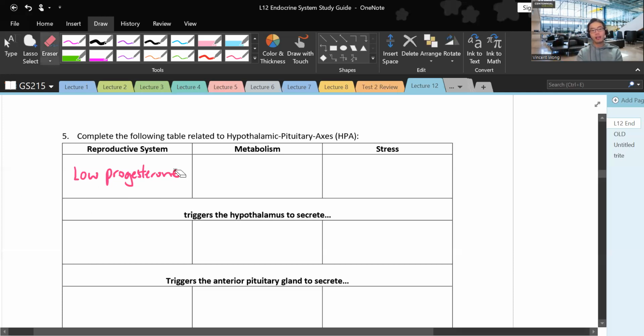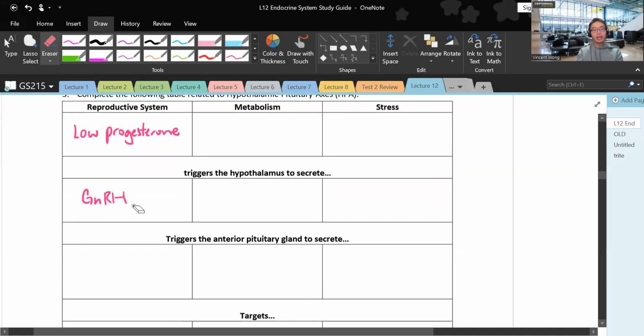However, at the beginning of the cycle, if progesterone drops, that will trigger, so low progesterone triggers the hypothalamus to secrete GnRH. High progesterone means low GnRH. And now if we have low progesterone, that means we will have high GnRH. So GnRH triggers the anterior pituitary gland to secrete what hormone? Look at the diagram that we just labeled. GnRH. What is going to be released from AP following the GnRH?